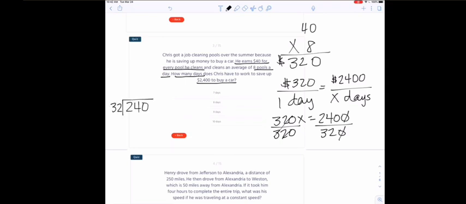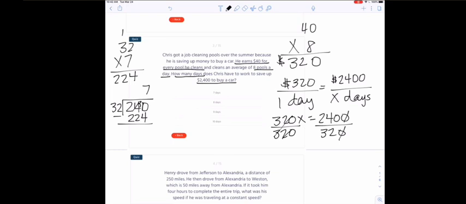So how many times does 32 go into 24? Let's say 7. Sorry, not into 24. Into 240, let's say 7 times. So 32 times 7, we're going to work that out. 7 times 2 is 14, carry the 1. 7 times 3 is 21, plus 1, 224.